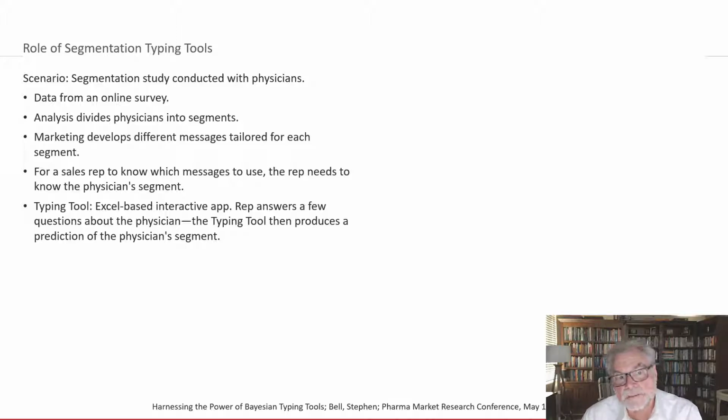And that's where typing tools come in. Typing tools are usually Excel-based, interactive apps. The sales rep will answer a few questions about the physician and then enter those answers into the typing tool. And the typing tool will produce a prediction of the physician segment. Now, all of this sounds good in theory. And it is good in theory.